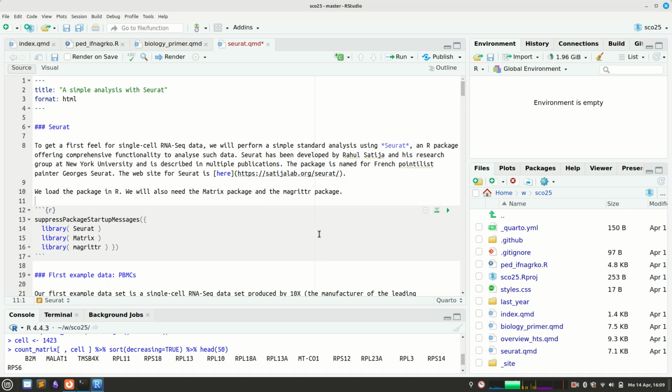Who has already worked with R? Okay, for those who haven't worked with R, but I hope everybody has some knowledge of some programming language, be it R or Python or MATLAB or something. Everybody has some programming experience?